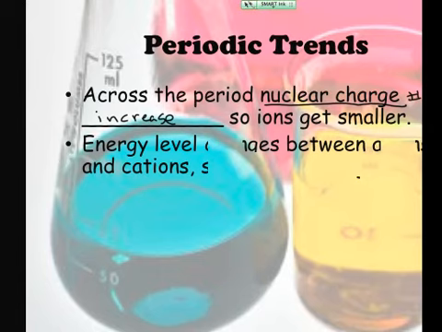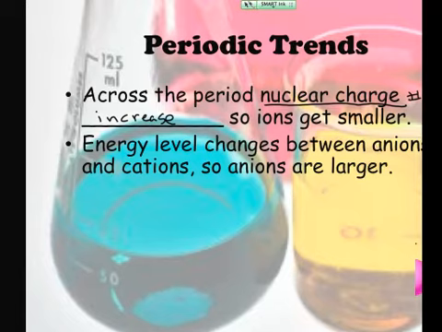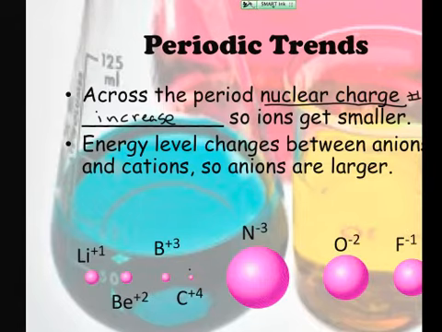The energy level changes between the anions and the cations. So the anions are larger because the cations drop down to a lower energy level. So they're going to be smaller. Here's an example of that row too. Our smallest cation was carbon with the 4+. What if I made the anion carbon with the 4-? Bigger than nitride, do you think? Yeah, probably.